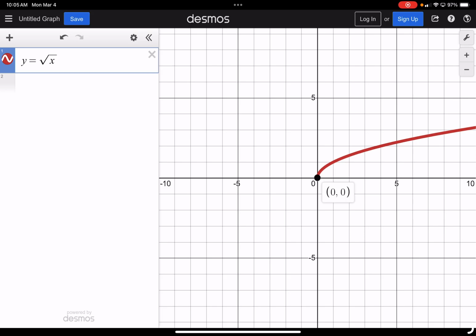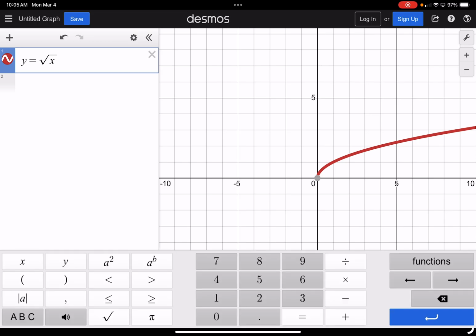Also, as we move to the right, my function values, the y values, are getting bigger and bigger, so we are an always increasing function with this parent function y equals square root of x. All our y values are positive for positive x values, and there's absolutely no symmetry, right? None whatsoever.